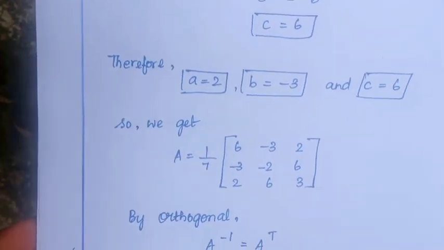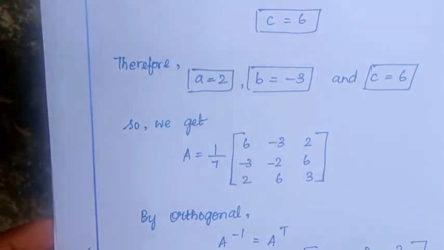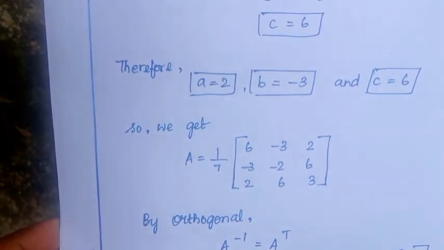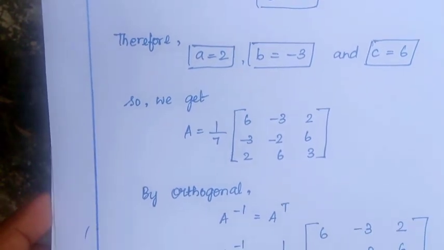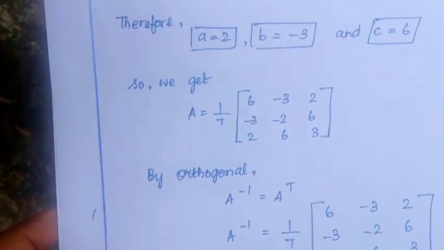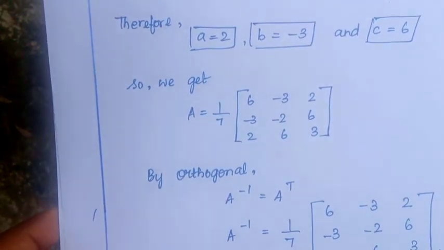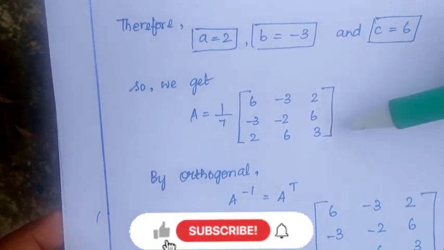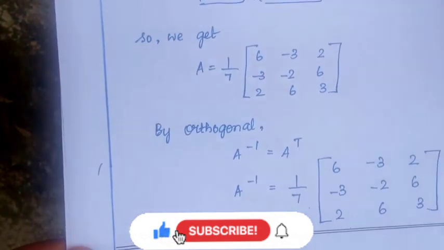So we get A is equal to 1 by 7 of the matrix 6, minus 3, 2; minus 3, minus 2, 6; 2, 6, 3. By orthogonality, A inverse is equal to A transpose. So A inverse is equal to 1 by 7, and the same you have to write here.